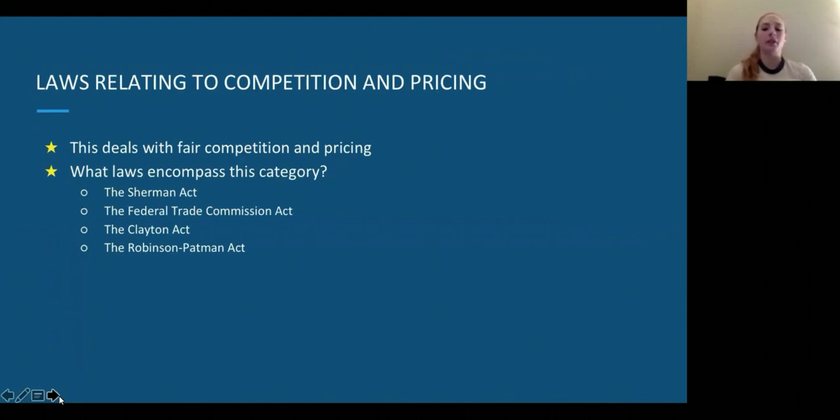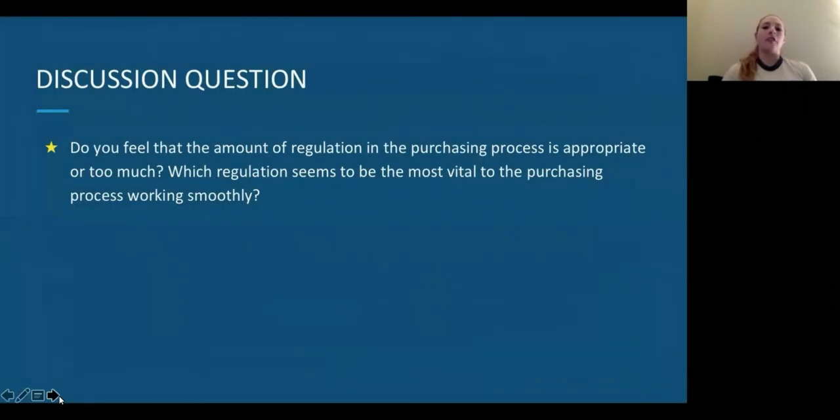And this is all I really wanted to share with you about purchasing procedures. Our group would like to leave you with the discussion question of: do you feel that the amount of regulation in the purchasing process is appropriate or too much? Which regulation seems to be the most vital to the purchasing process working smoothly?